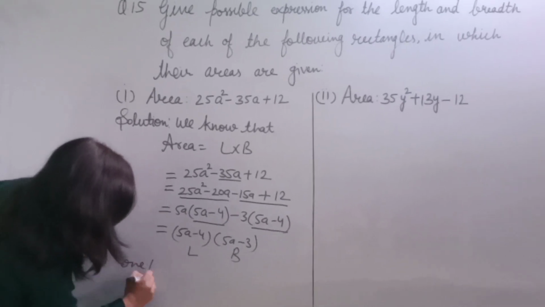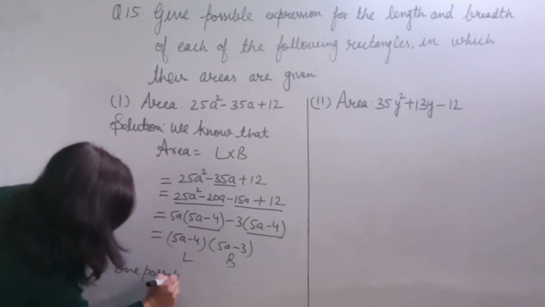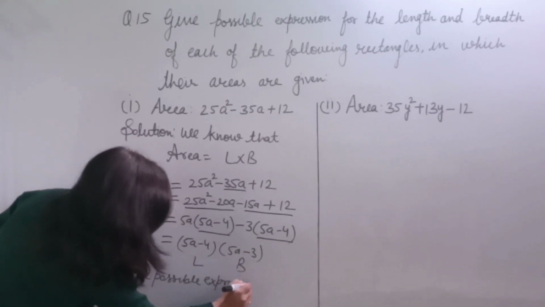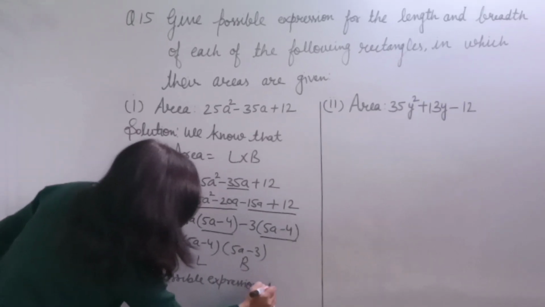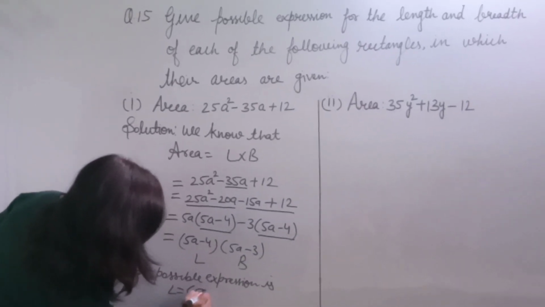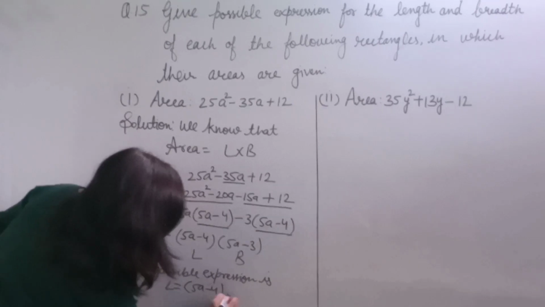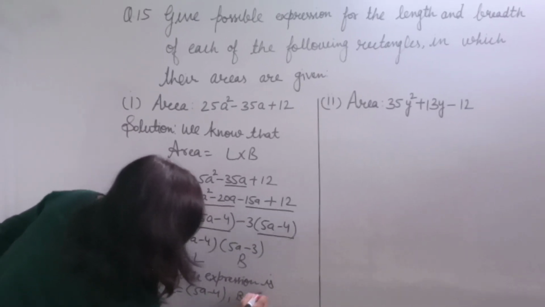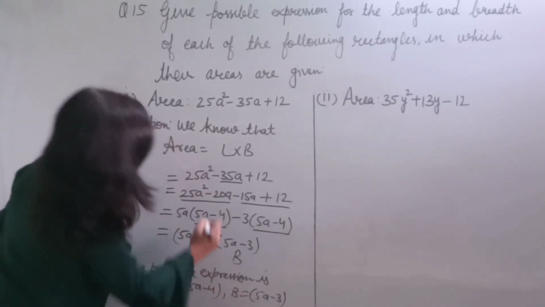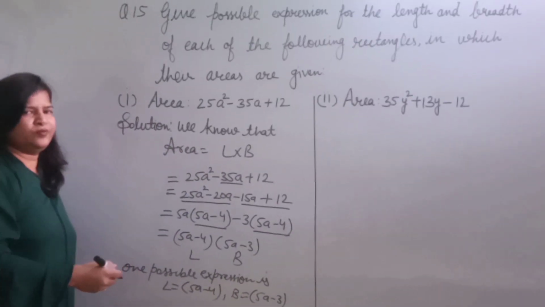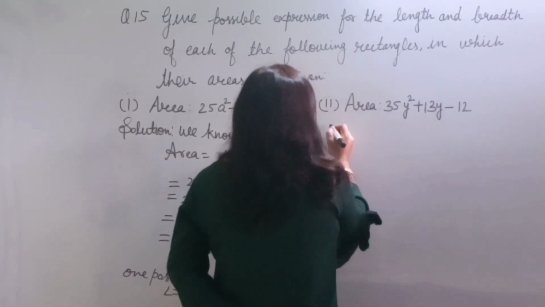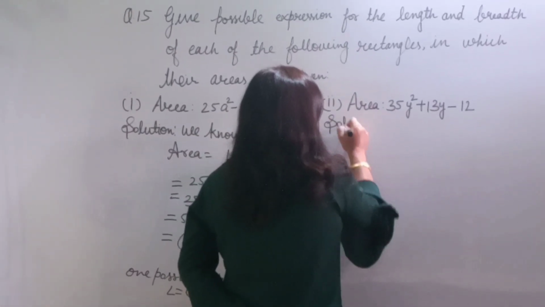So one possible expression is length is equal to 5a minus 4 and breadth is equal to 5a minus 3. So this is our first part. Now we will do the second part. In this also we will do the same. So we will start the solution.